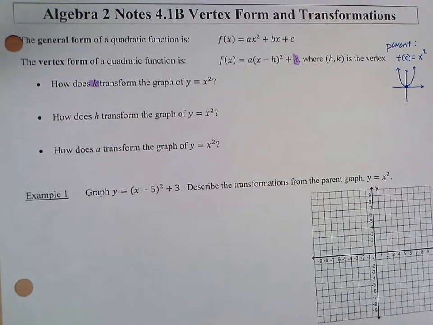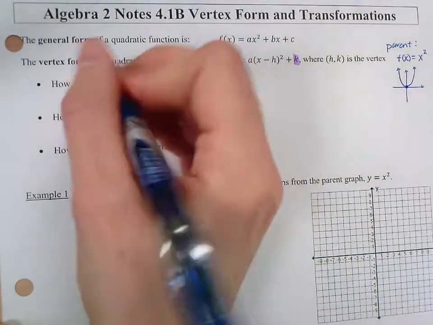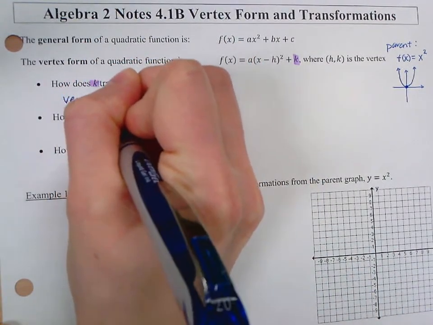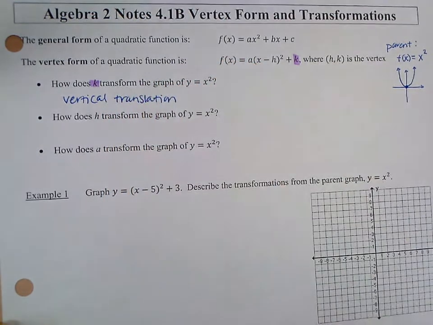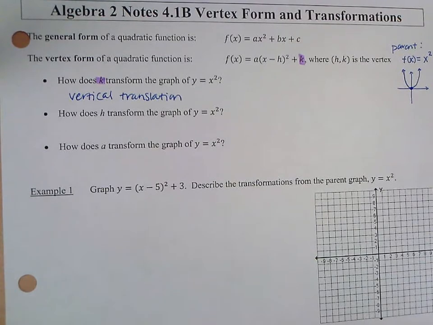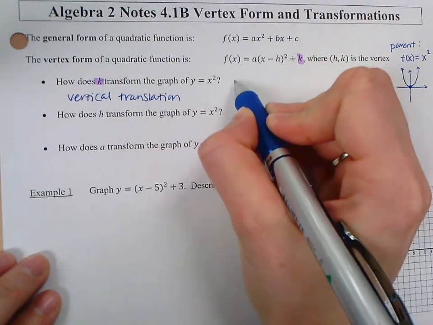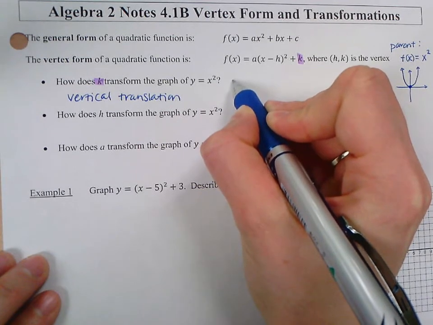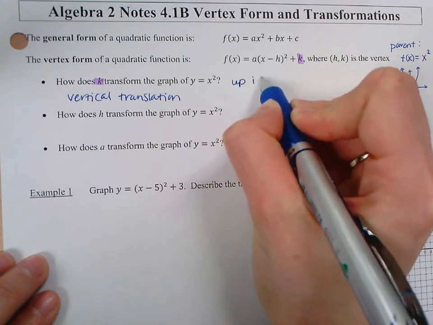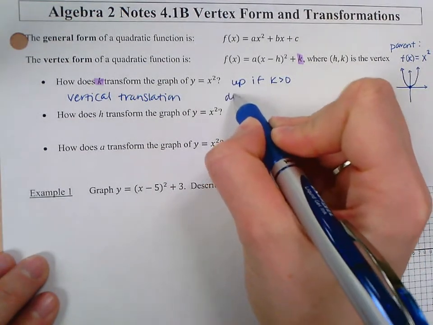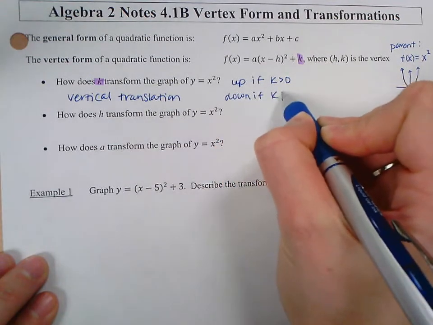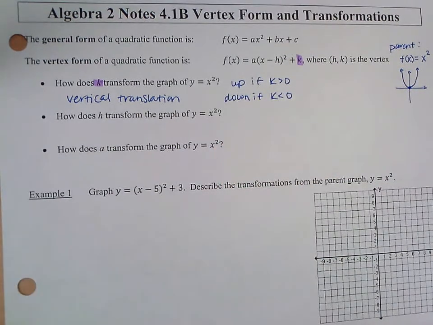So on your sheets here, the transformation k does is called a vertical translation. A vertical translation. So I'm going to add to that. It shifts it up if k is positive, so if k is greater than 0. It shifts it down if k is less than 0, or k is negative.